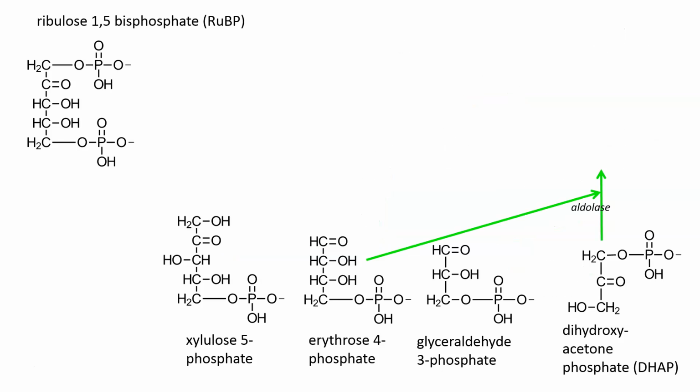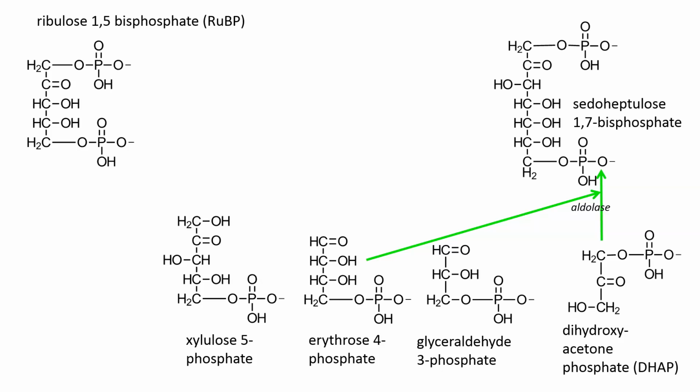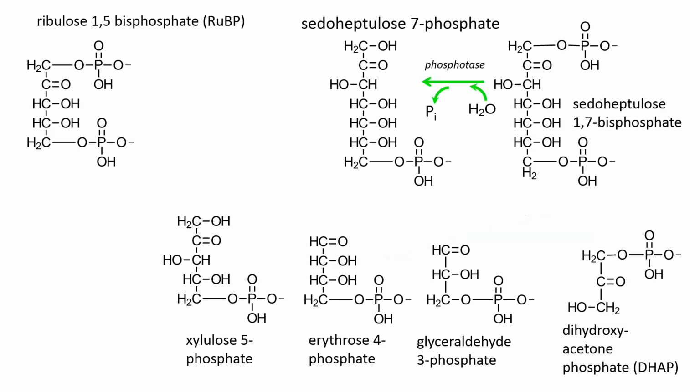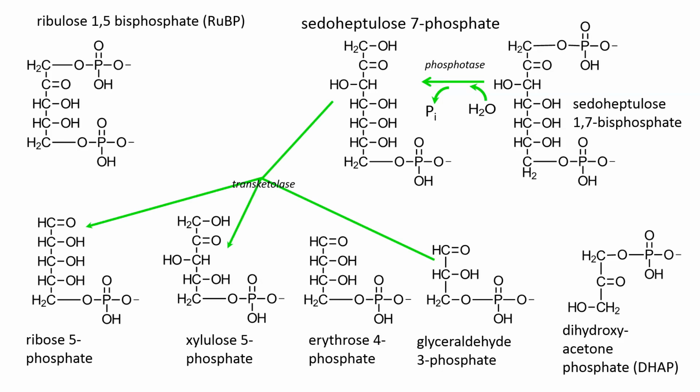The erythrose can combine with the dihydroxyacetone phosphate and an aldolase to give us sedoheptulose 1,7-bisphosphate, again a 7-carbon carbohydrate, which with a phosphatase will give rise to sedoheptulose 7-phosphate. The sedoheptulose 7-phosphate combines with the glyceraldehyde 3-phosphate, so now we've got a 7 and a 3, it's going to give us a 10. Then out of this we get a ribose 5-phosphate and a xylulose 5-phosphate. The plant is manipulating these chemicals to get precursor molecules for other things.